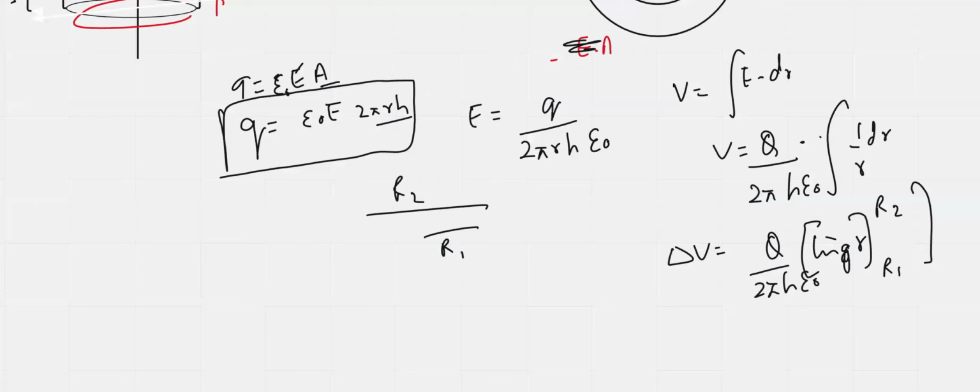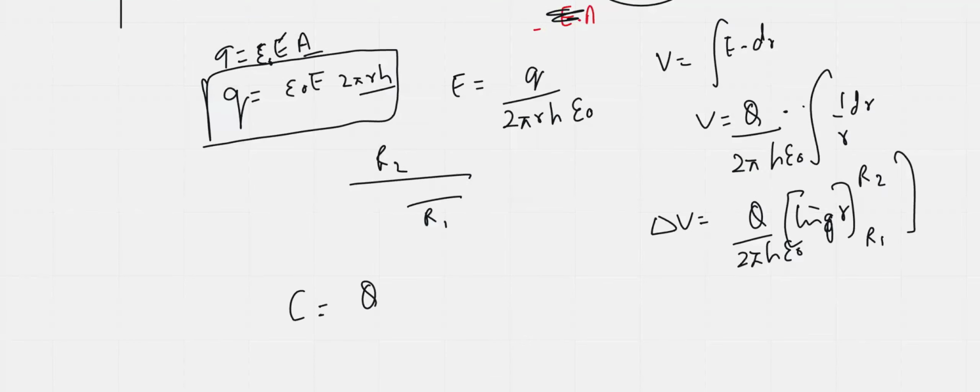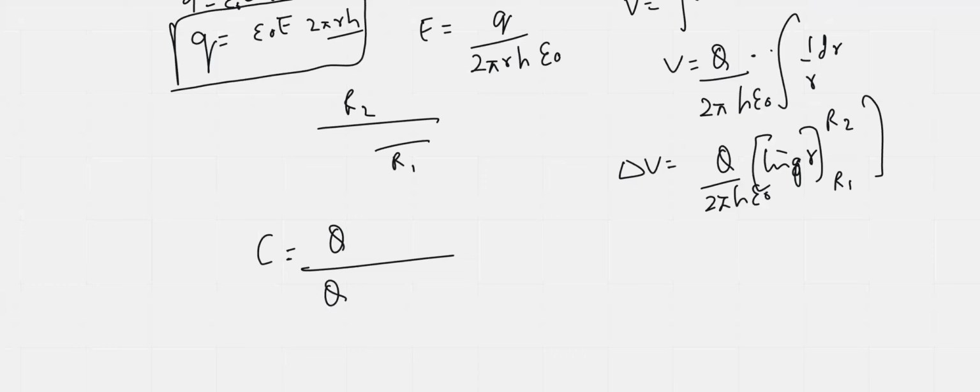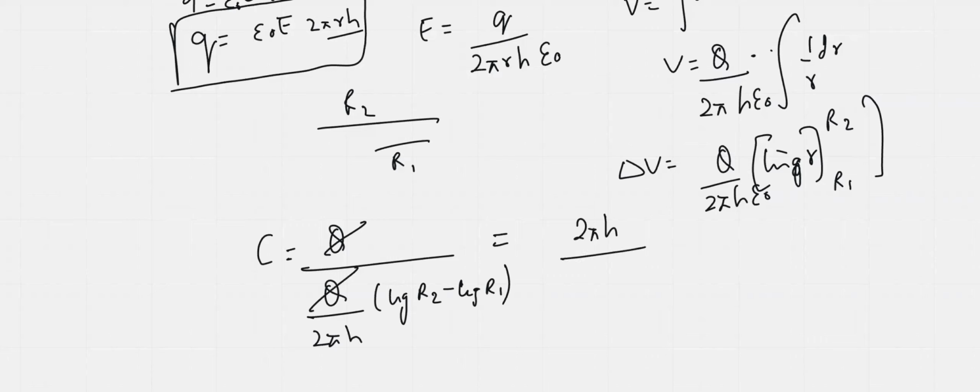So finally, the formula we have got is total charge divided by potential. Write it: 2 pi h and the log of r2 minus log of r1. Is that clear? Cancel, cancel. What we have got in the end: 2 pi height divided by log r2 minus log r1, multiplied by epsilon. Wait, this epsilon naught is supposed to be at the top, not here. So it will go upside.